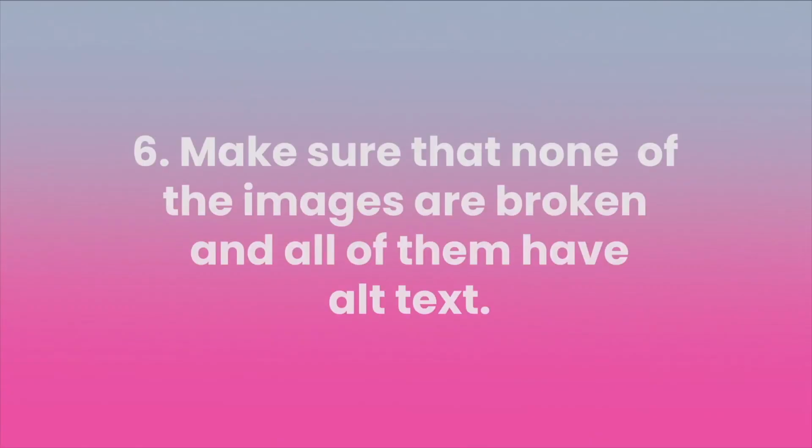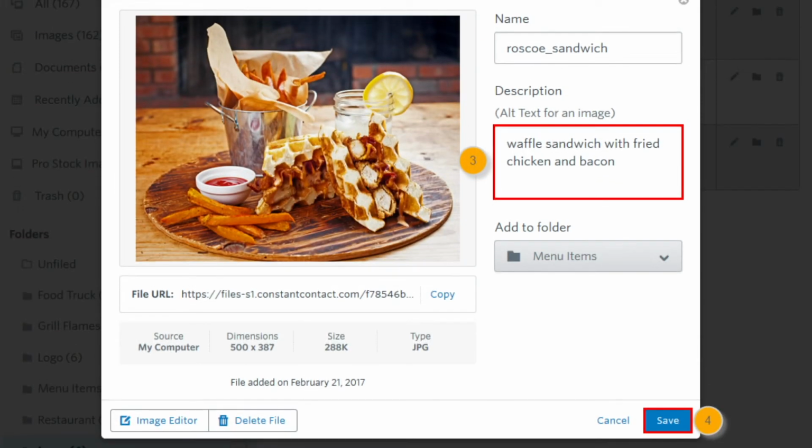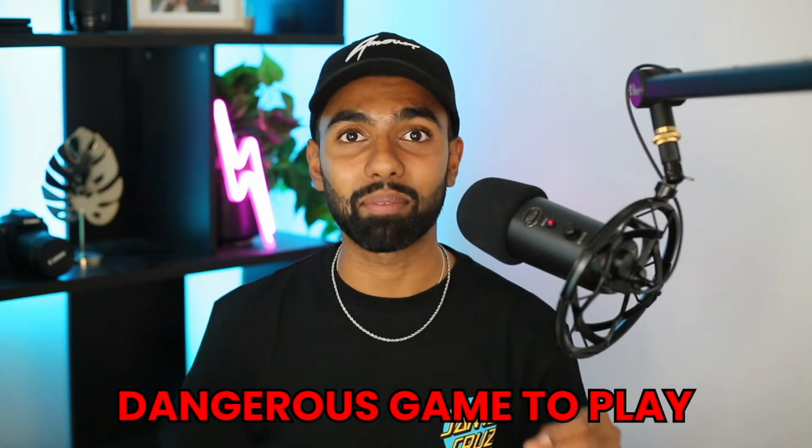So number 6 is make sure that none of the images are broken and all the images have alt text. So alt text is basically text that gets coded on top of the image. So if an image doesn't load for whatever reason for a customer, then the text will at least load. That is really important for deliverability. And if you don't have alt text on your images, that is a very dangerous game to play. And that is a one-way ticket to emails ending up in spam.